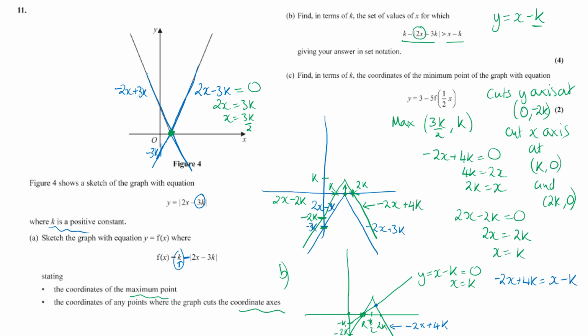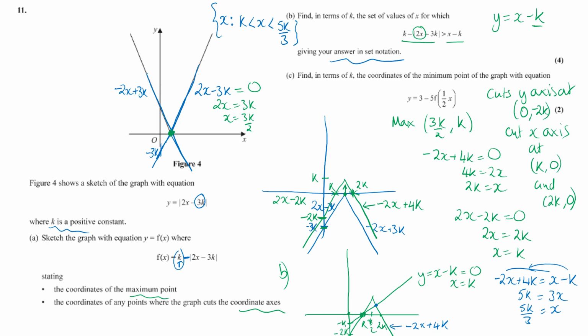So we just have to rearrange. Let's bring this k over, so that will be 5k, and then this over to 3x, so 5k over 3 is equal to x. Now it's asking for it in set notation, so it's going to be our curly brackets for set notation, x such that x has to be greater than k but less than 5k over 3. So that will be our set notation.